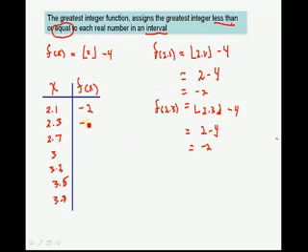Oh my word, look at this, there's a pattern developing. So f of 2.7 equals the greatest integer of 2.7 minus 4. What do you think is going to happen here? The greatest integer, or the floor, of 2.7 is again 2, so 2 minus 4, and that is just equal to negative 2.